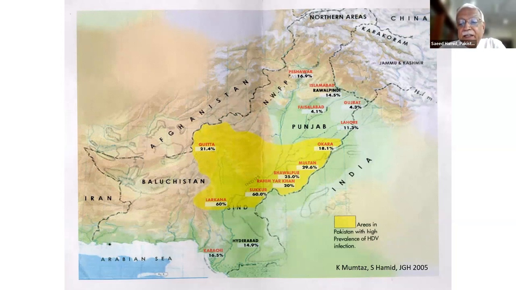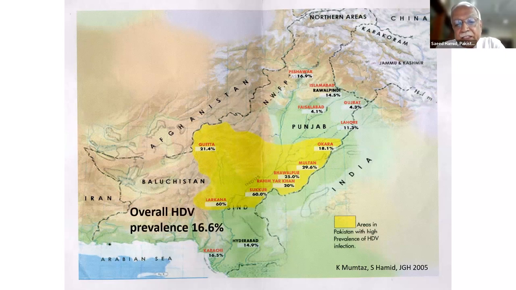Funnily enough, on our eastern border, India doesn't report that much Delta at all, and it is difficult to understand why that is. Maybe there's not enough testing or whatever. But in any case, if we translate this to the whole country, it gives us a prevalence of about 16.6%. Remember, our surface antigen positivity is about 2.5%, something like that.